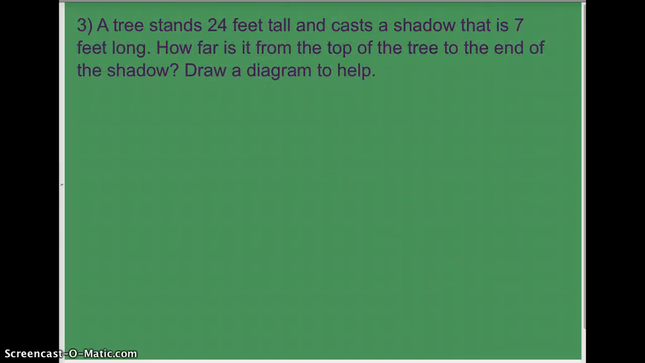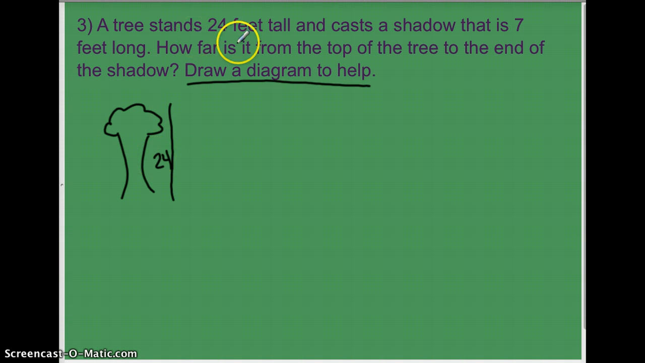And then finally, we have a word problem. Whenever you have word problems like this, it's going to be helpful to draw a diagram to help you see it. So we have a tree that stands 24 feet tall. So here's my tree, and I know that it stands 24 feet tall. And it casts a shadow that is 7 feet long. So there's its shadow. And it wants to know how far is it from the top of the tree to the end of the shadow.